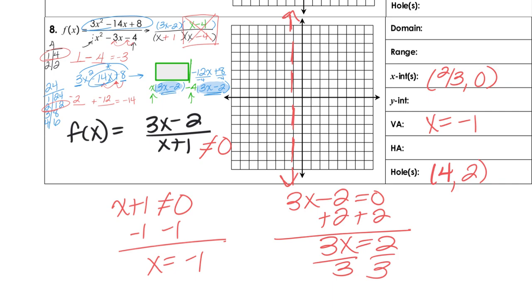I have a hole at 4, 2. 1, 2, 3, 4, 2. I have an x-intercept at 2/3, so somewhere in here.